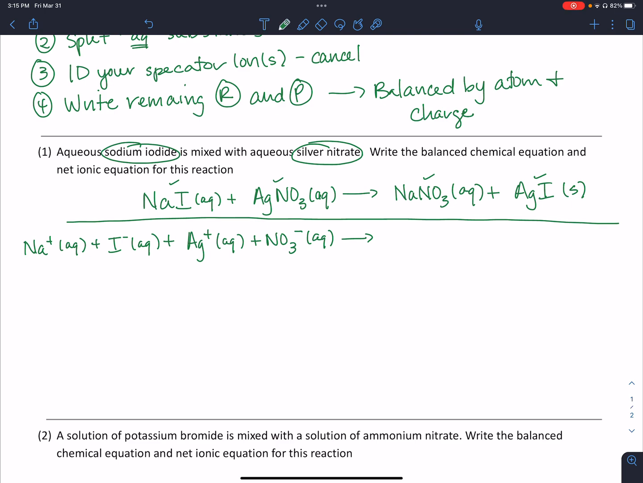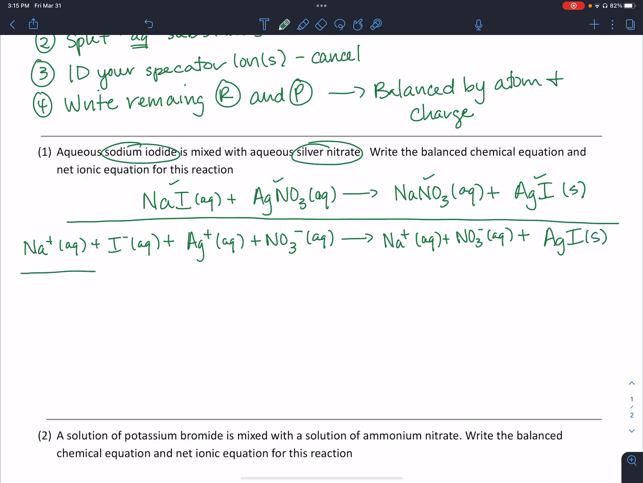Now we switch over to our product side. I have an aqueous solution again, so I'm going to split that into sodium ions and nitrate ions. Then I come to my second product, silver iodide, which is a solid. That means I just leave it alone. I just rewrite it as is, so AgI.